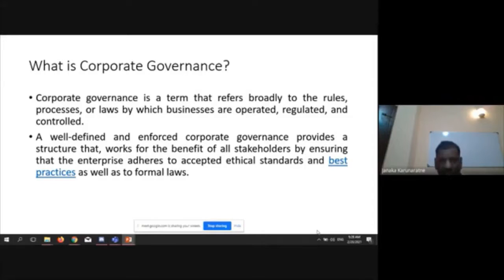So if you have a well-defined corporate governance structure, it will benefit all stakeholders. It's not just for the company itself, but for all the stakeholders in society, by ensuring that the enterprise adheres to accepted ethical standards and best practices. When we talk about governance, we always talk about ethical standards and best practices while complying with the formal law. There are certain things which may not be in the law, but we follow certain standards, ethics, or best practices.